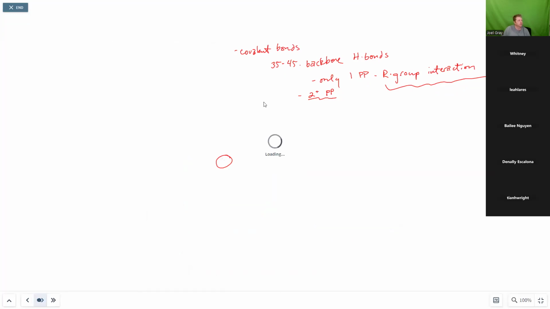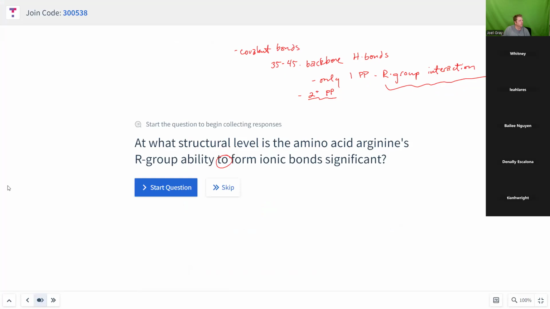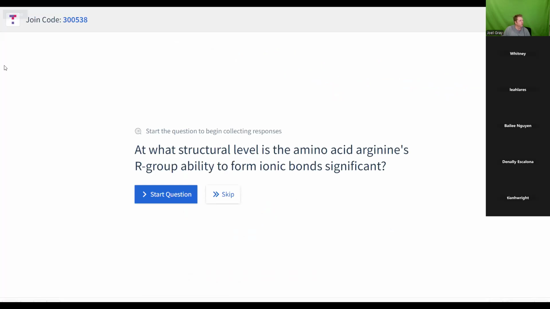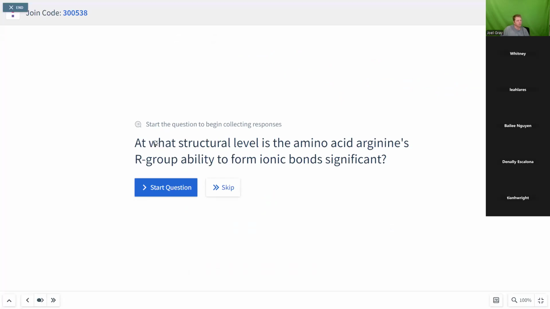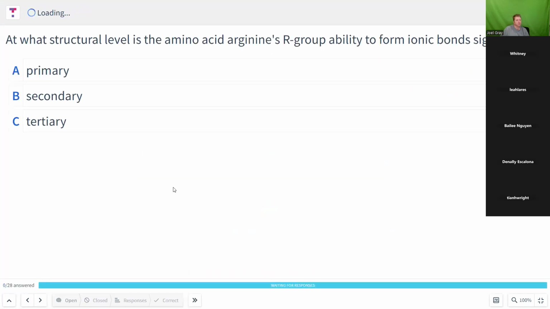All right. Now thinking about those different levels, at what structural level is the amino acid arginine's R group ability to form ionic interactions significant, given these options? Does the R group of arginine impact the primary, secondary, or tertiary structure?